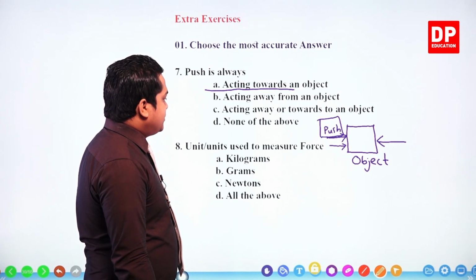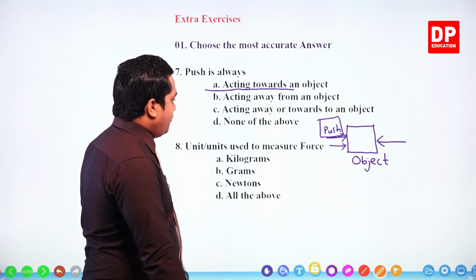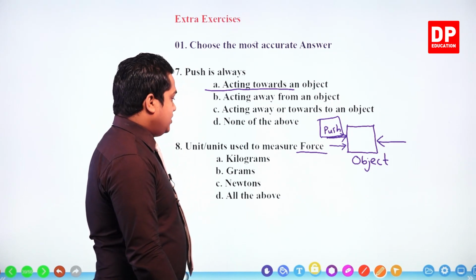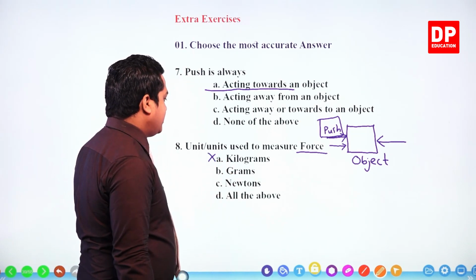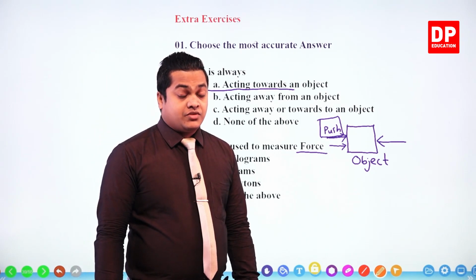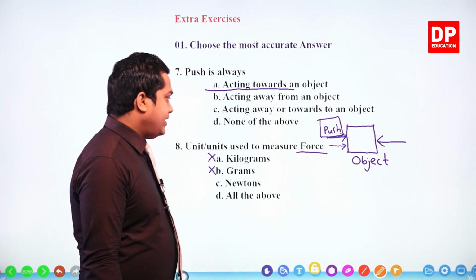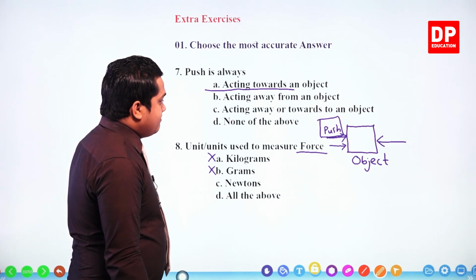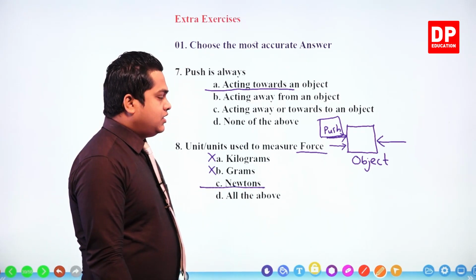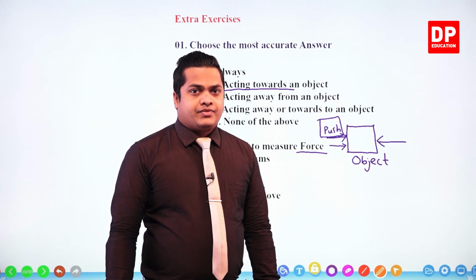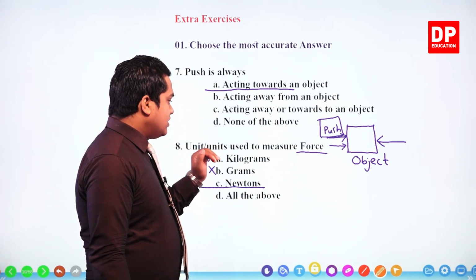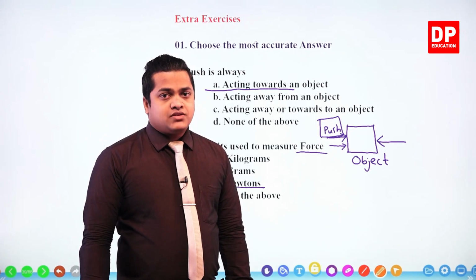Unit or units used to measure force. Okay. Kilograms. We can't measure a force in kilograms. Incorrect. Grams. That is also incorrect. Kilograms and grams, we use these to measure mass, not weight. So, force, or weight, can be measured in newtons. Force is always measured in newtons, my dear children. Kilograms and grams, we use those to measure the mass of a certain object.